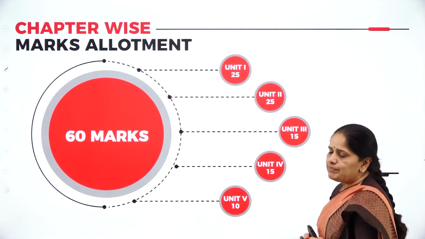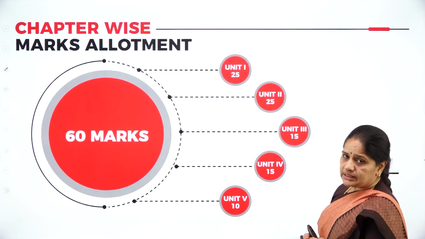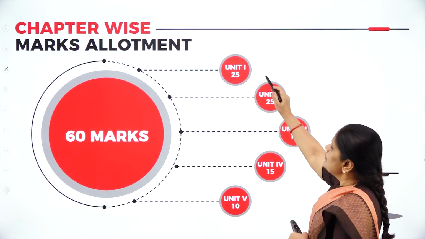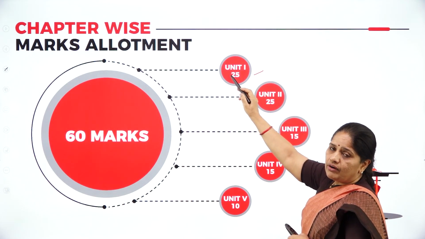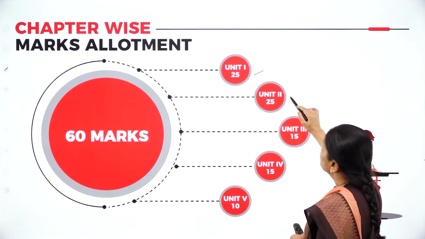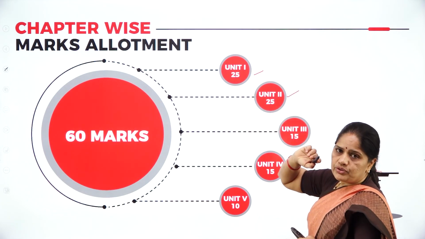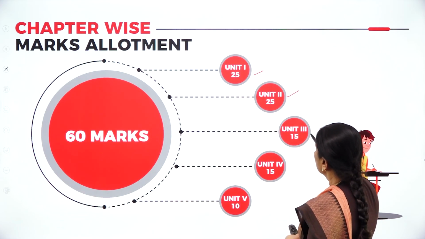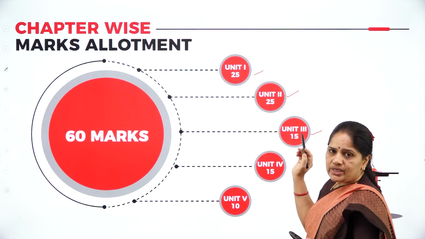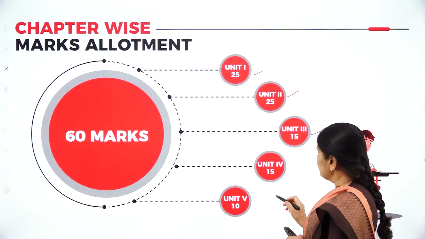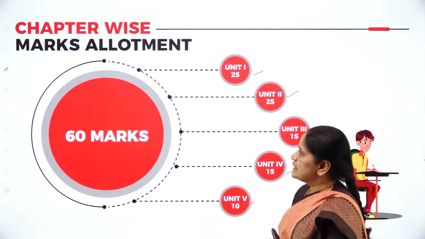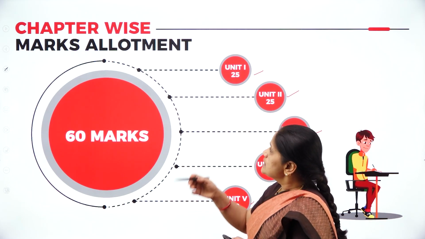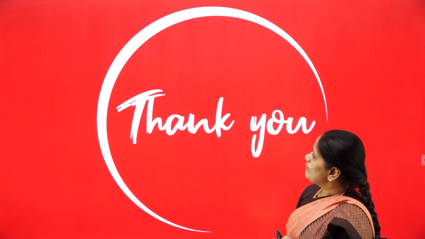Then chapter-wise marks allotment. From unit 1, you can expect questions for a value of up to 25 marks. Unit 2 also up to 25 marks you can expect. Unit 3, you can expect questions for a value of 15 marks. Unit 4 also 15 marks. Unit 5, it is 10 marks. So this is the chapter-wise marks allotment.